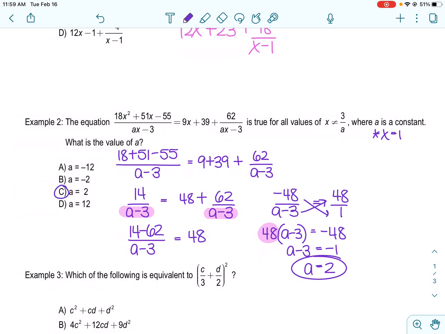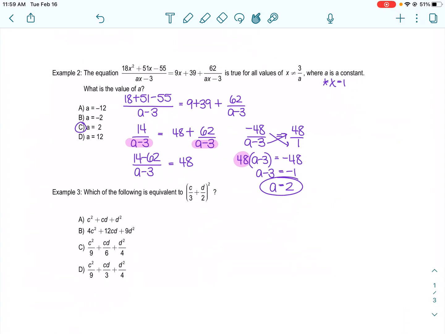Okay, so again, plug in a nice value. 0 is a good one. 1 is a good one. Okay, and then see, I mean, this one was just solving, but you're going to see later in this lesson where we're just going to simplify and see which one also simplifies to that answer.